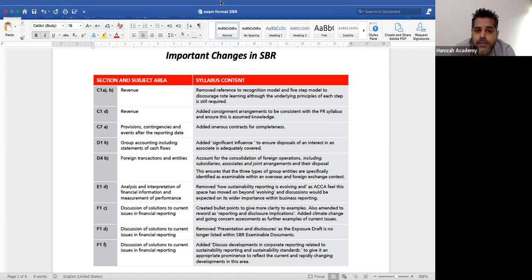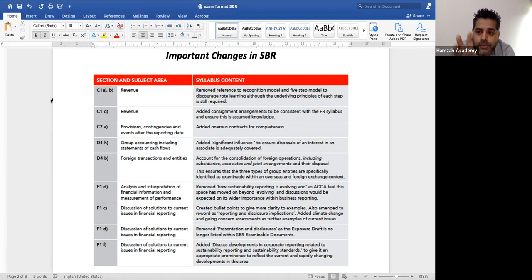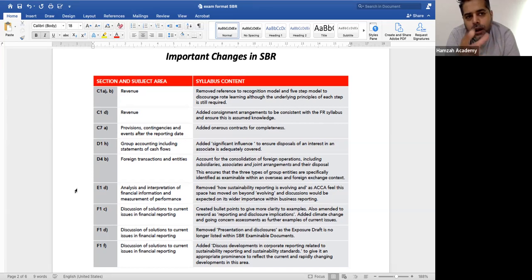paper. So technically speaking, you can easily expect these to be there somehow, some way, as far as your paper is concerned. So you can expect to have this in your paper as well, as far as sustainability reporting is concerned, as far as the current issues, and as far as climate change and the standards related to that.